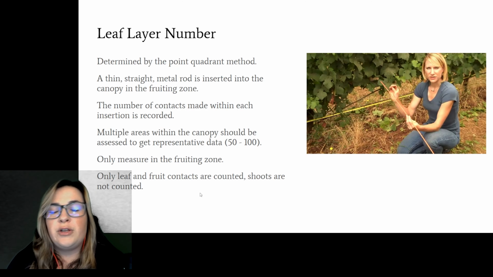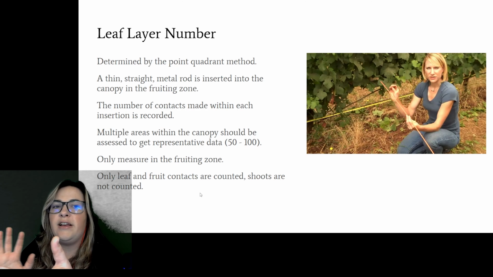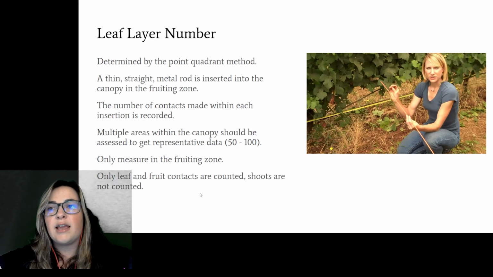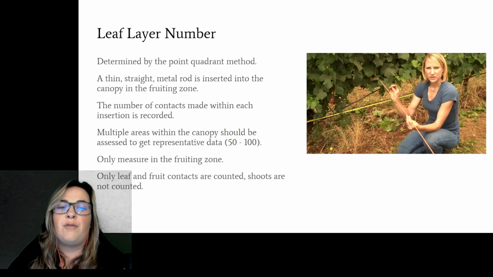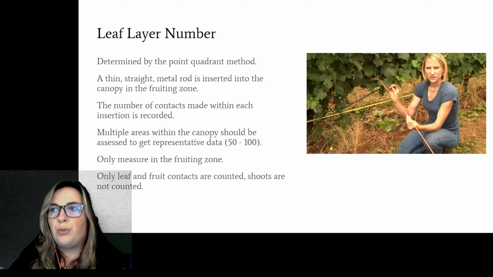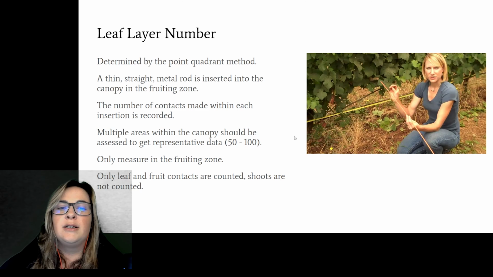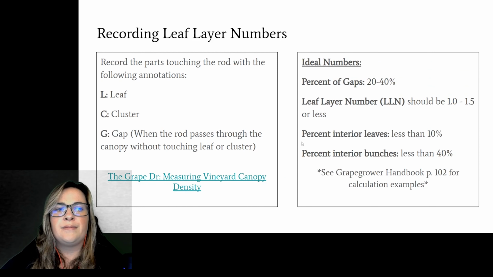So only measure the fruiting zone. It's important because that's where your density really matters, because you want to control the humidity and the pest pressures around the cluster, right? So we're not so concerned with the rest of the canopy. It's just the fruiting zone. And if you would like to get a good number that's representative of your whole block or your whole vineyard, you have to get lots of data, right? So 50 for a smaller vineyard block, 100 for a larger block. It just depends on the size that you're working with.